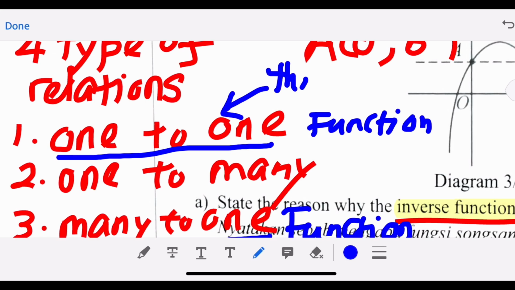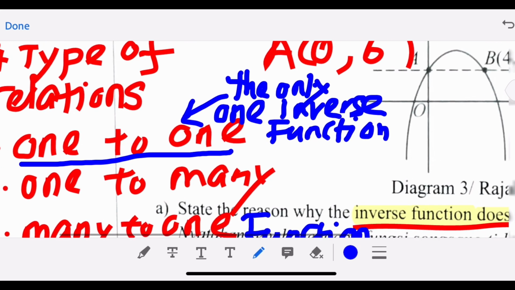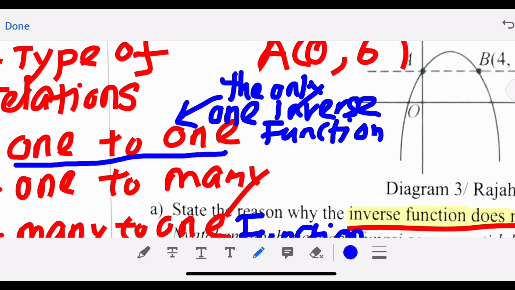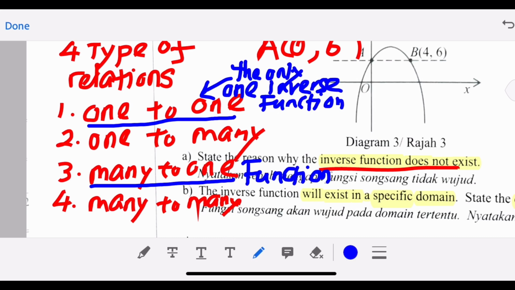Then out of these 4, the only one that will have the inverse function, of course, will be one-to-one, because when you inverse back the one-to-one, it is still mapped to one image, one object mapped to one image. So the inverse is also one-to-one. Function is actually a one-to-one relation.